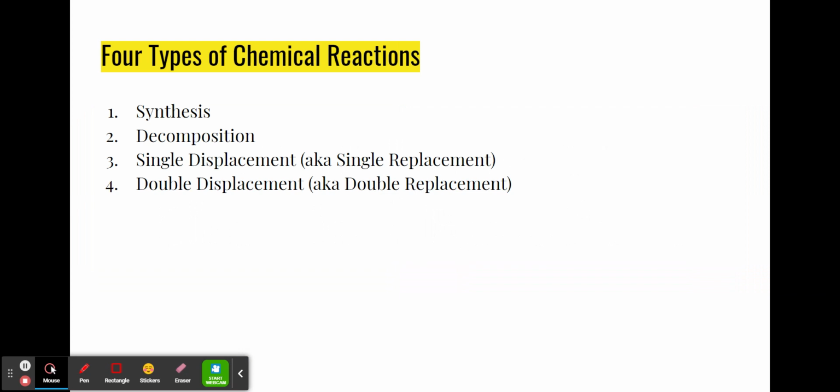So, there are four types of chemical reactions that I'm going to talk about in this tutorial. It's synthesis, decomposition, single displacement, and double displacement. And we use chemical equations to represent these reactions.